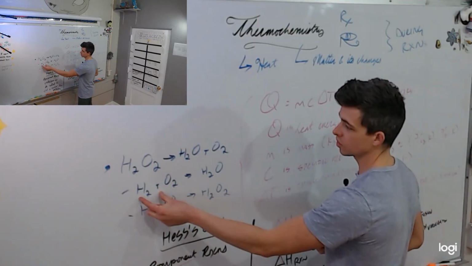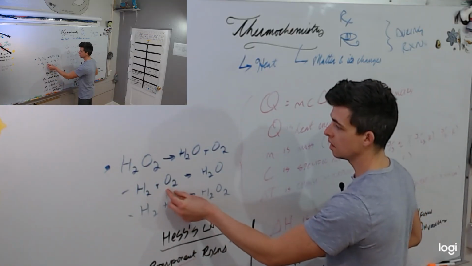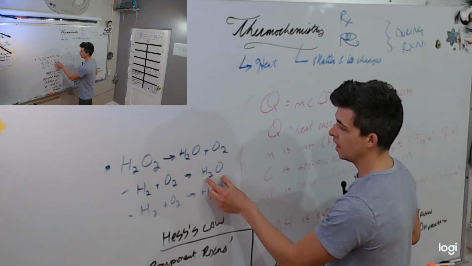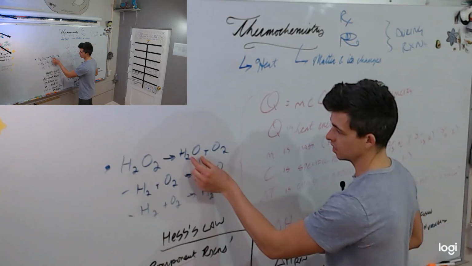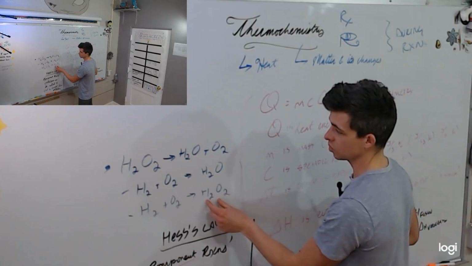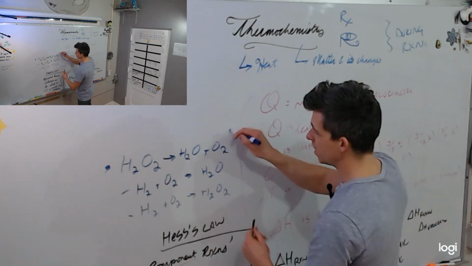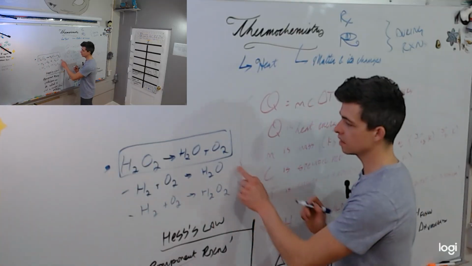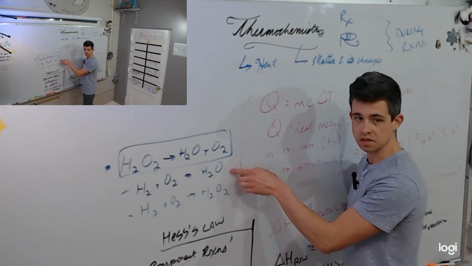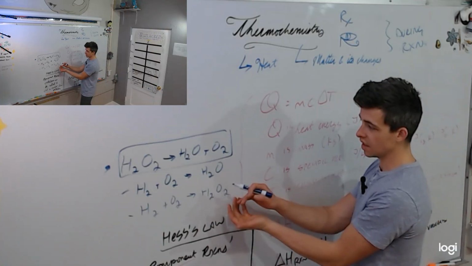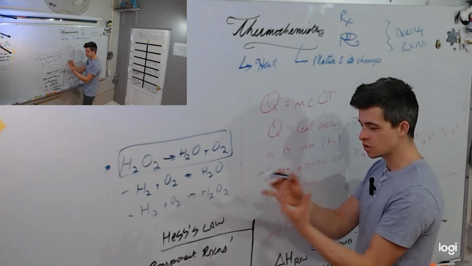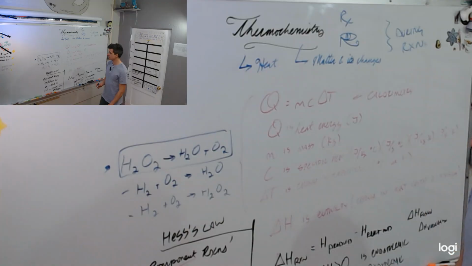Do you see how they have similar things? This one's got hydrogen and oxygen. This one's got oxygen here. This one's got water. There's water here. This one's got hydrogen and oxygen. As we already said, there's oxygen here. And this one's got hydrogen peroxide. You see how this equation can be thought of as being made up of these two equations? You see how they relate? Like if we squish these together, we can squiggle them around a little bit, which is part of Hess's law.